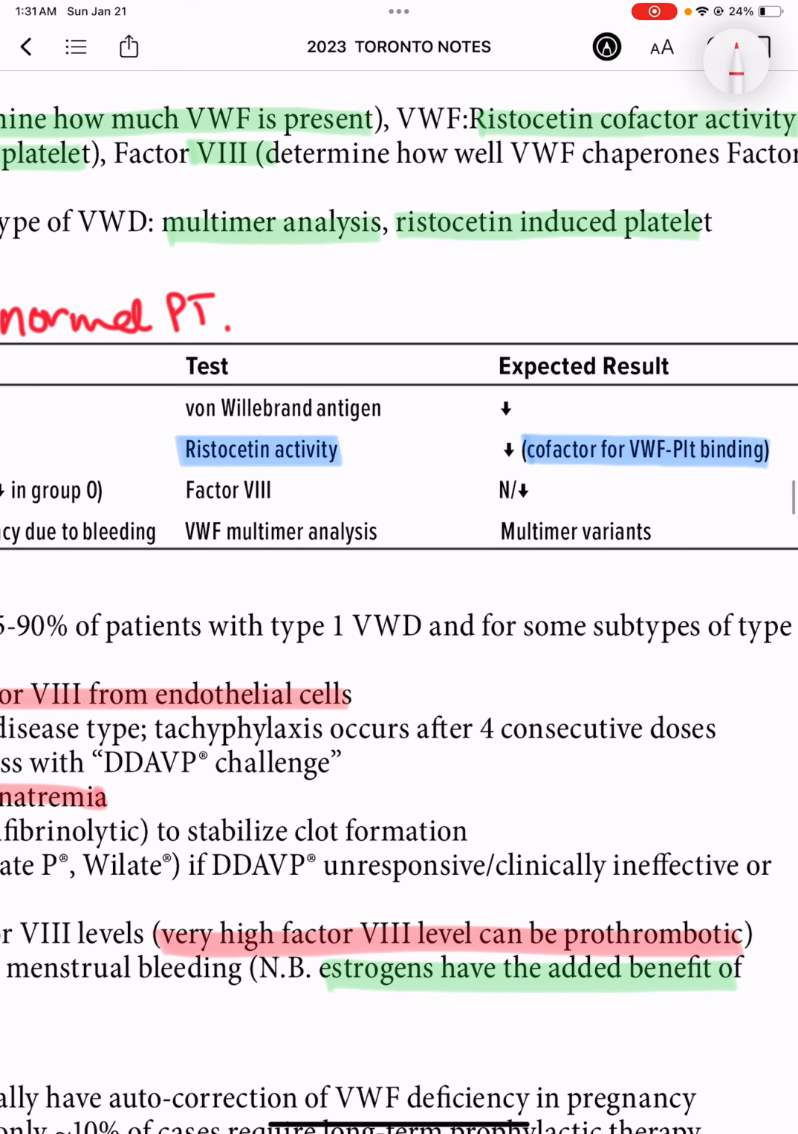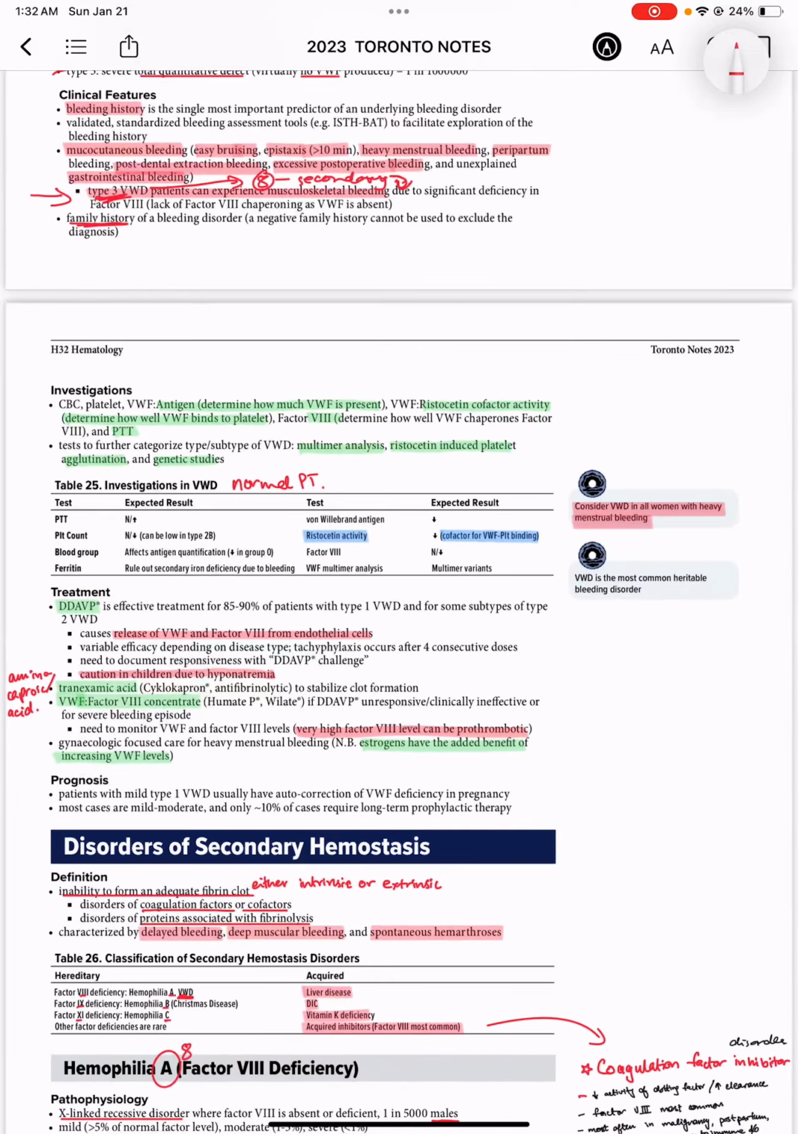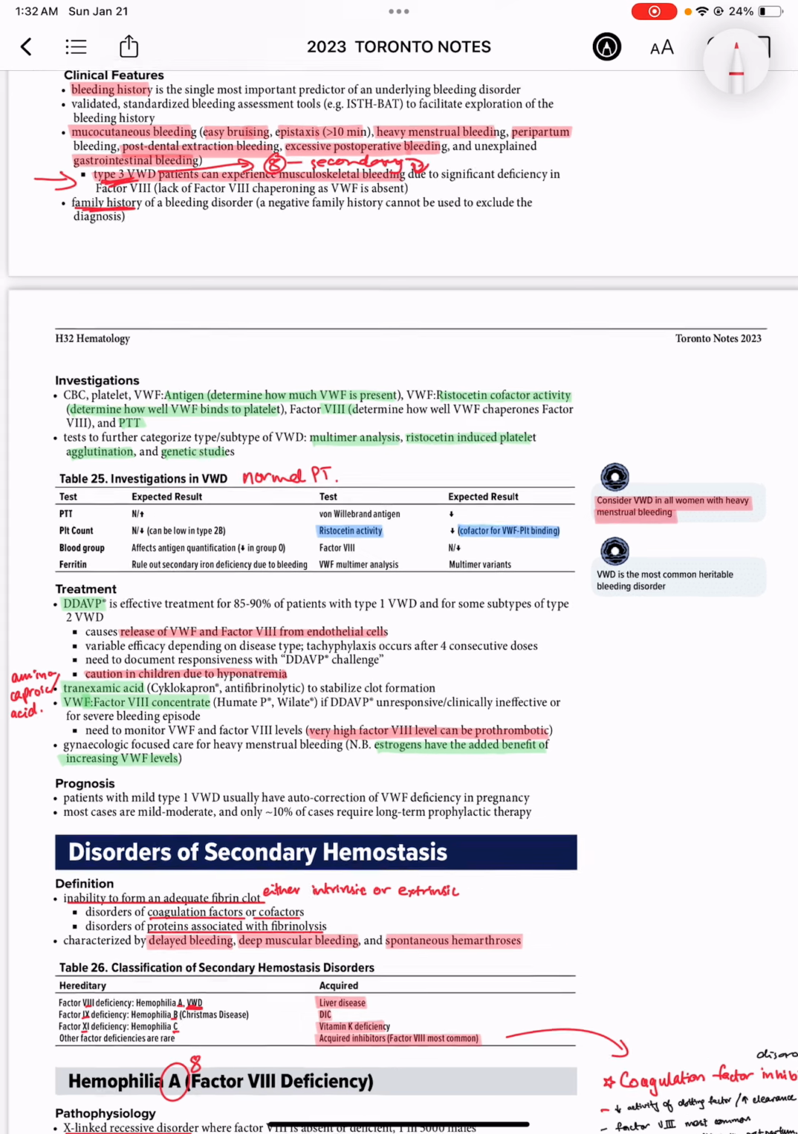Ferritin, because we have to rule out iron deficiency. Von Willebrand antigen is decreased as von Willebrand factor is decreased. Ristocetin activity is also decreased; it is a cofactor, so its activity is decreased because there is no VWF. Factor 8 could be normal, or it could be decreased because it is not being chaperoned by the VWF. And then VWF multimer analysis. So how are we going to treat von Willebrand disease?